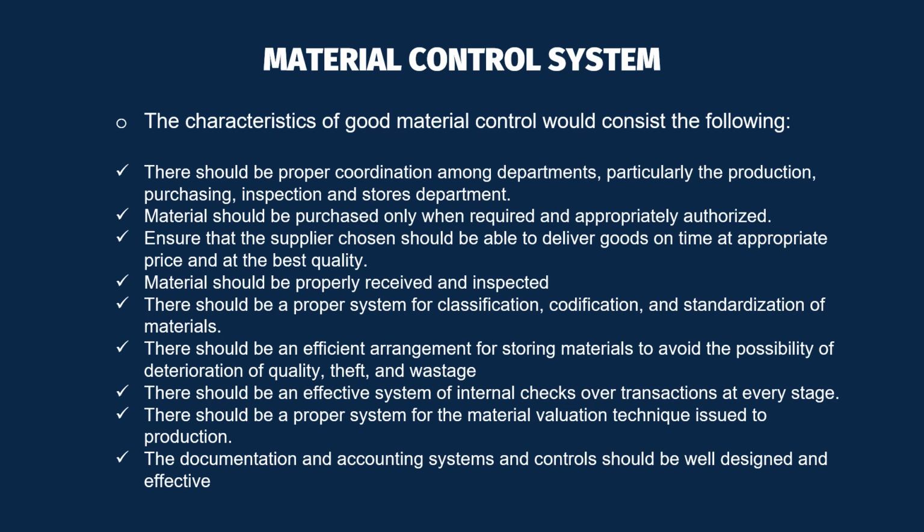The production department is where the production takes place. The purchasing department is the one responsible for making the purchase order. The inspection department will ensure the quality of the material purchased, and the stores department is the one responsible to store or hold the stock before it is transferred to the production department.